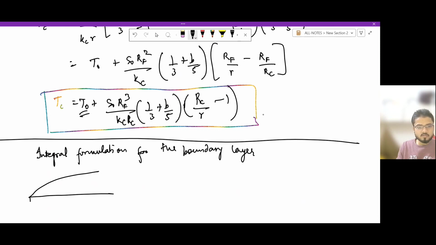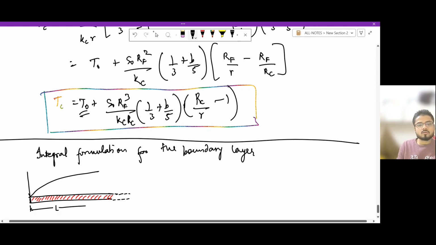So what you're having here is a domain that starts at this plate, and let's mark it with some other color to indicate that this is a plate. And this plate is infinite, but here we could always have a characteristic length L. The region that we are concerned with, we are indicating using this L.